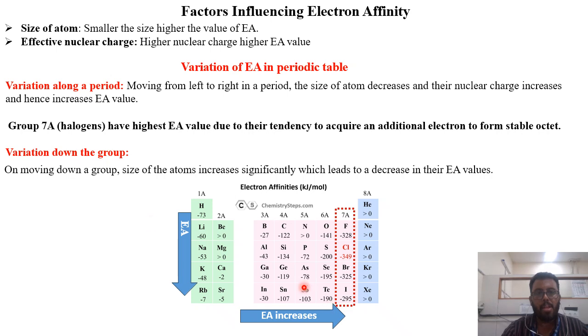That is the reason. On moving down a group, the size of the atoms increases significantly, which leads to a decrease in the electron affinity. When you move from fluorine to iodine, size increases, so the electron affinity value decreases. Look here, minus 328 to minus 295, so the value is decreasing.